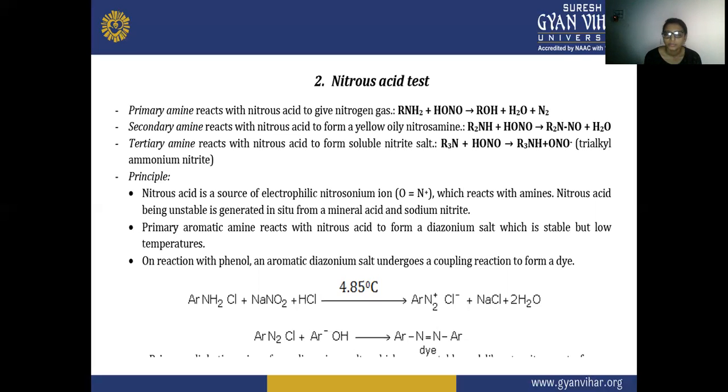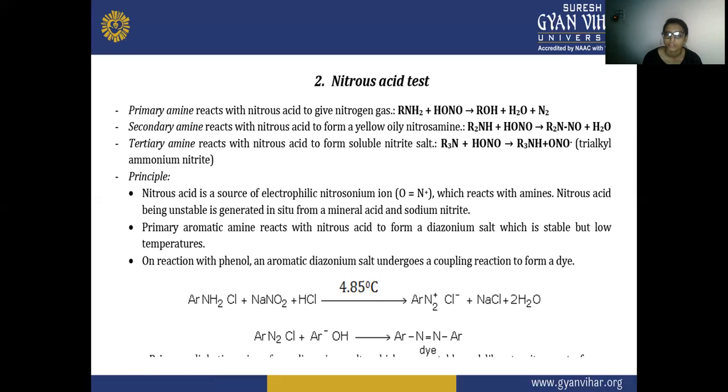So here in the primary amine, when it reacts with nitrous acid, nitrogen gas is evolved. So RNH2 plus HONO, we can write the nitrous acid like this also. And after that, there is a reaction between these. The NH2 and OH will react with each other, and there is a formation of H2O, and the N will react, and there is an evolution of this nitrogen gas.